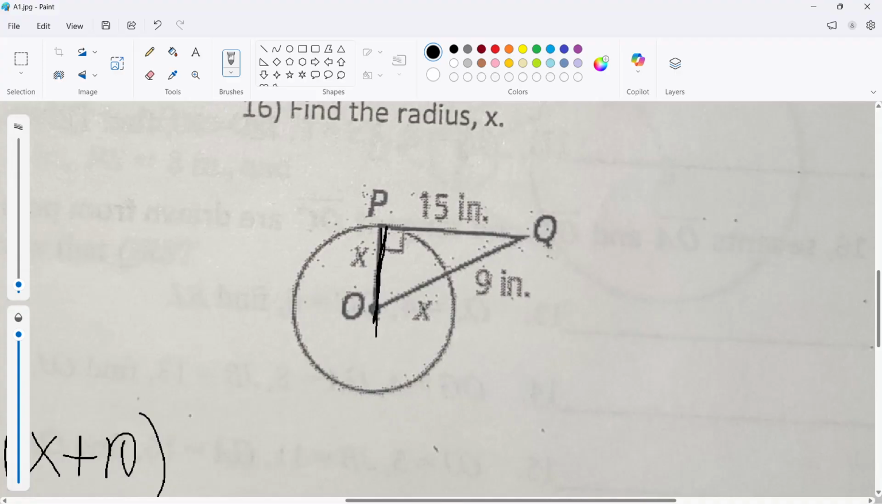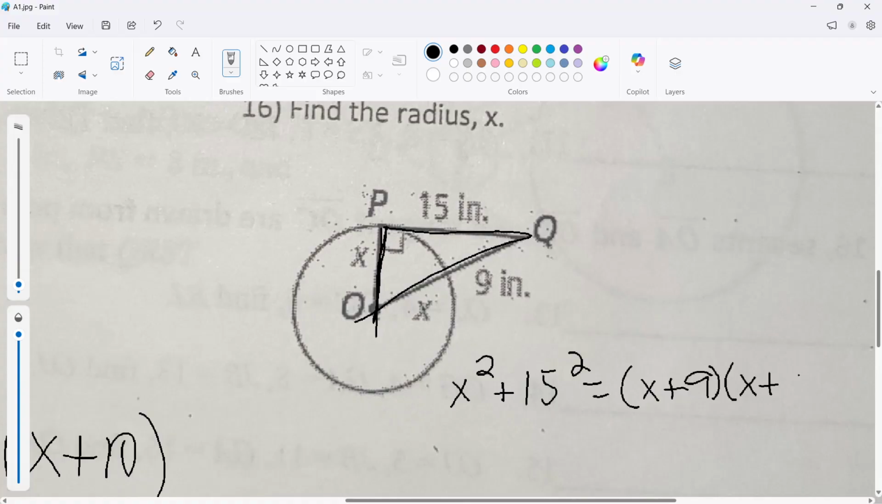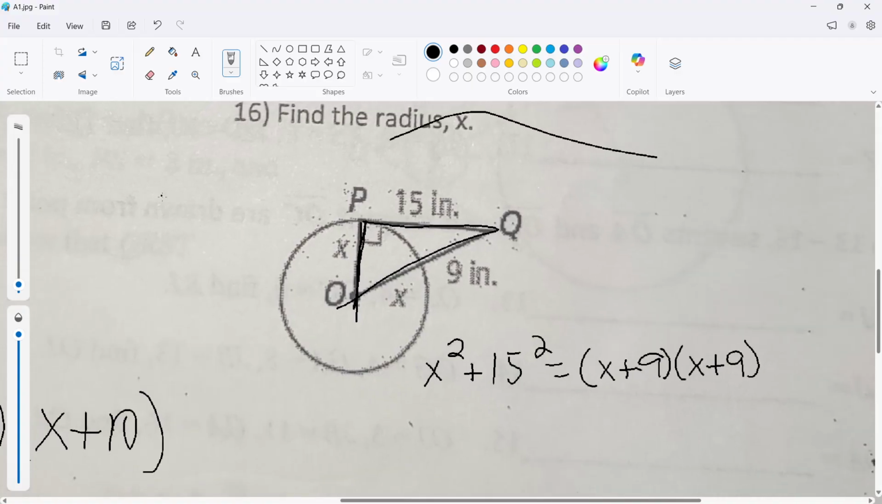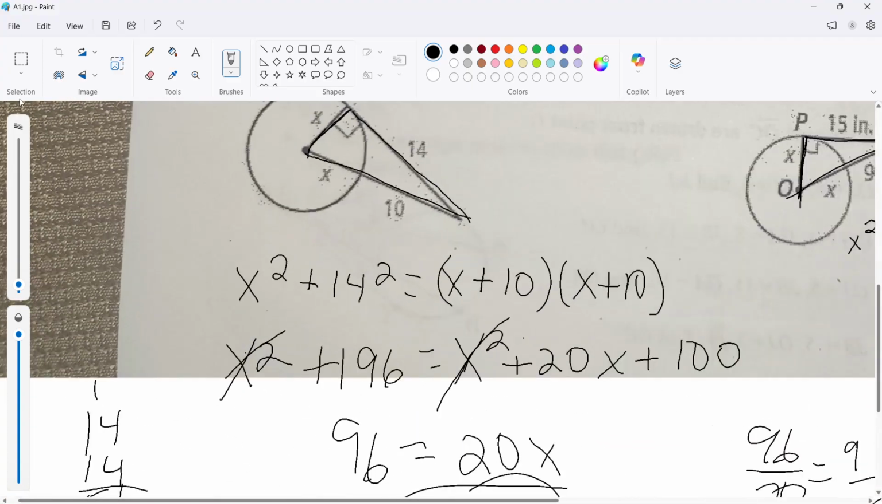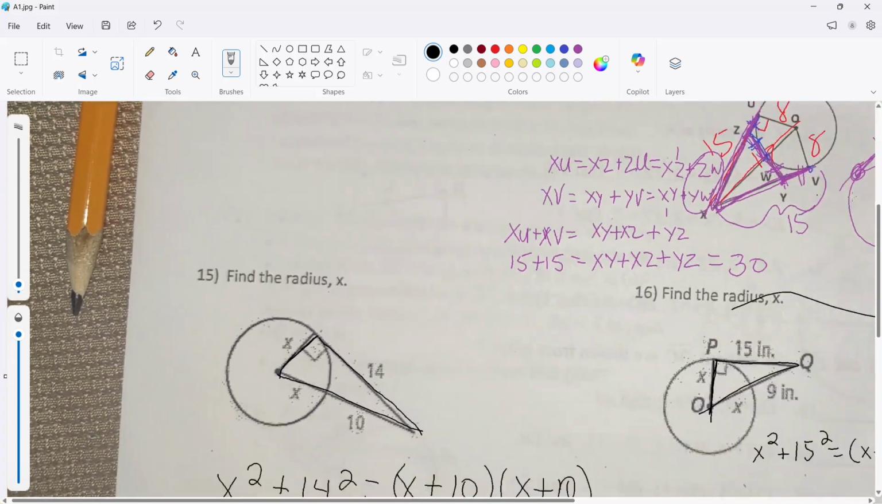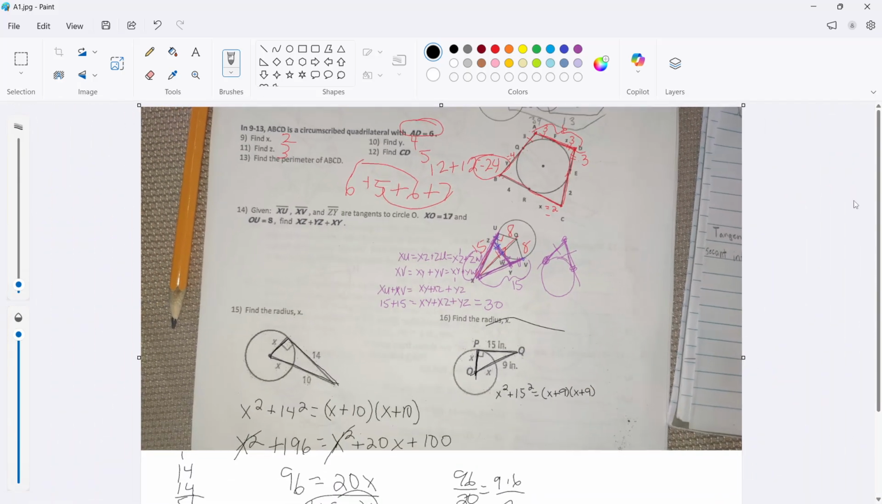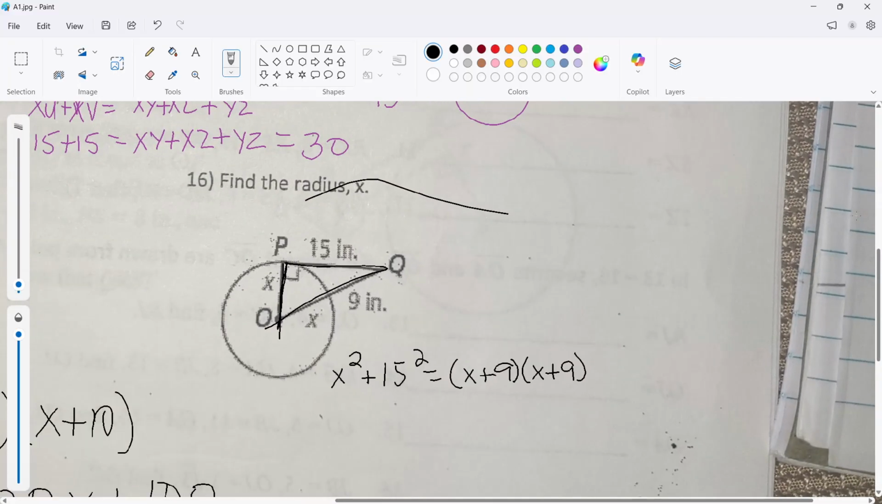Well, this time I'm going to do x squared plus 15 squared equals the hypotenuse squared, x plus 9 squared. I'll just write it as x plus 9 times x plus 9. And by the way, this one, watch out, because it's in inches. No units given there, no units given there. Okay, this is in inches.